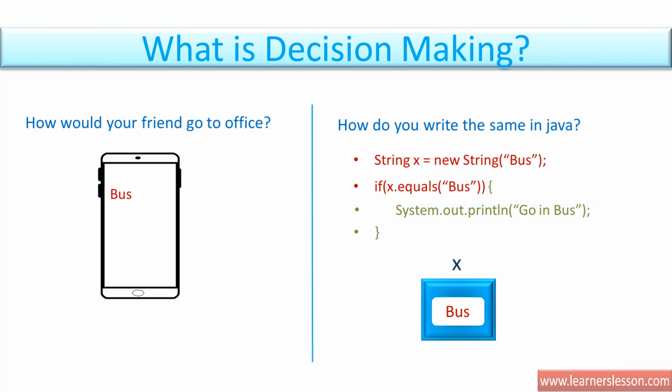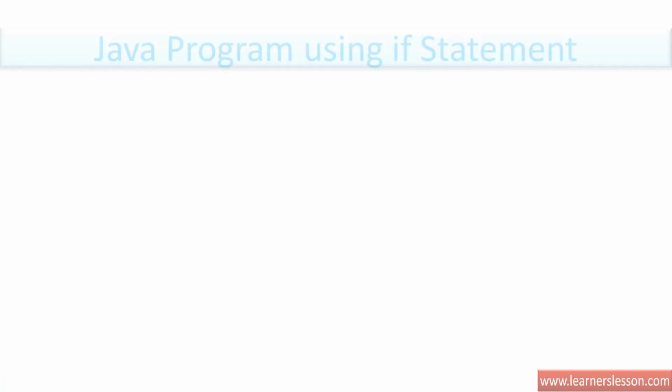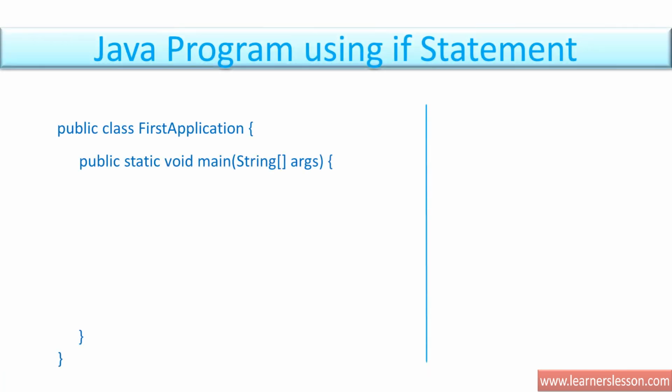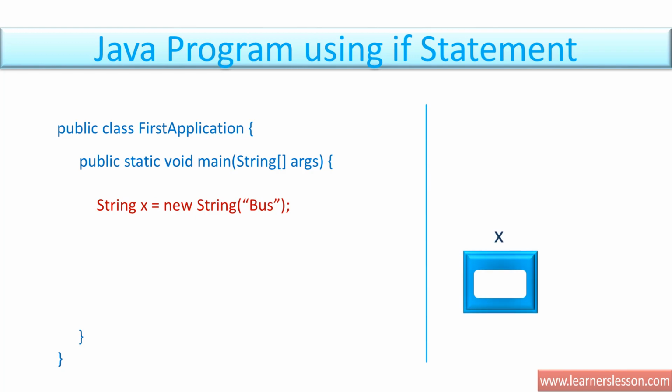Just think practically. Your friend sees a bus coming and he's supposed to go in a bus. So he goes in a bus. So let us see an example in Java. How can we achieve this? So this is the first program in which we have the first line, String x = new String("bus"). What happens is a String type variable called x is created and it is initialized with bus.